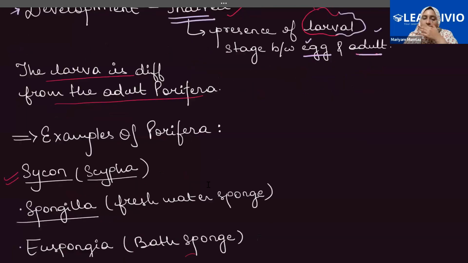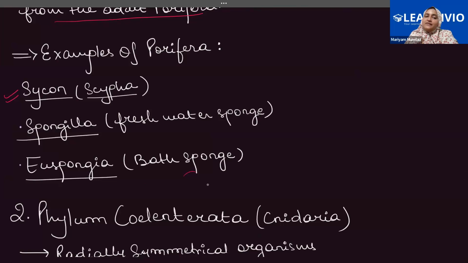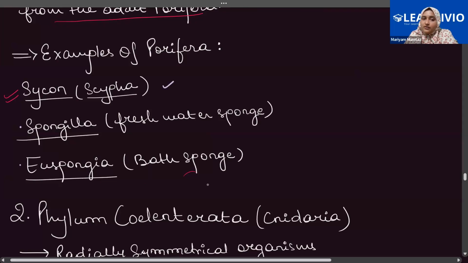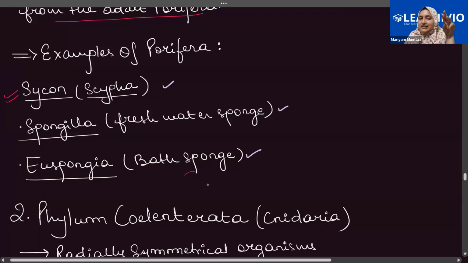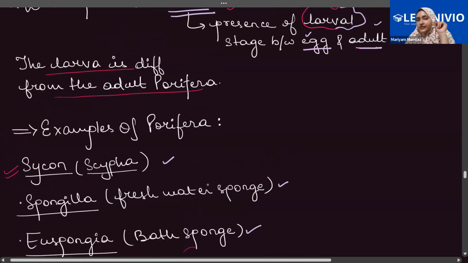Okay. Coming on to the examples of porifera. We have Sycon, also known as Scypha. Then there is Spongilla, the only freshwater sponge. And then there is Euspongia, the bath sponge. So these are the three examples of porifera. With this, we have actually completed the first phylum.